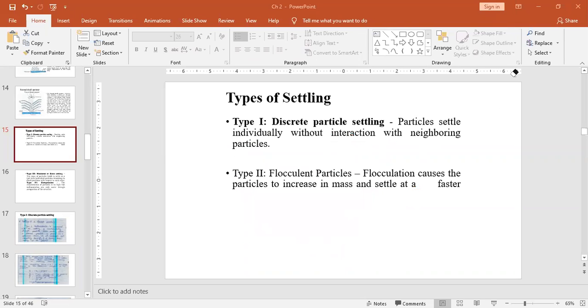Okay, good. Thank you. Then next point, we will see types of settling. There are 4 types of settling. The first one is discrete particle settling, which I have explained just now. Particles settle individually without interaction with neighboring particles. Then type 2 settling, flocculent particles, where flocculation causes the particles to increase in mass. Whenever we add coagulants, the flock formation process starts, and because of that the mass of individual particles increases, and they settle at a faster rate at the bottom.